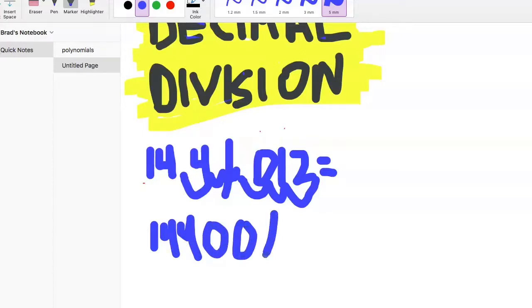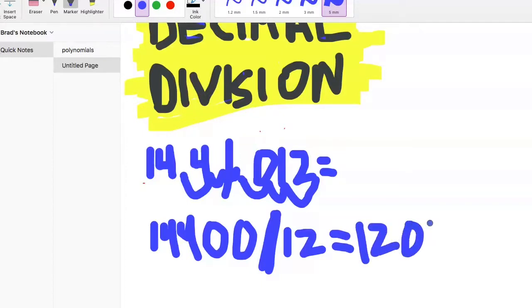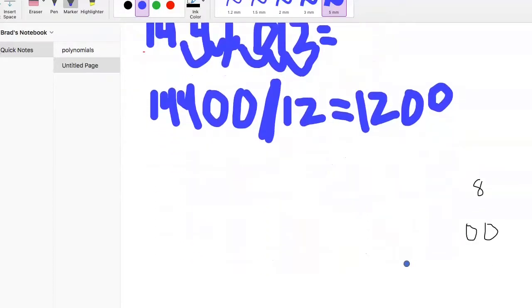So 14,400 divided by 12. Now we have 14,400 divided by 12. A lot easier to go ahead and do your division. And once you divide those up, we end up with 1,200. Okay, a little bit simpler. We just kind of got to get used to how we do those.